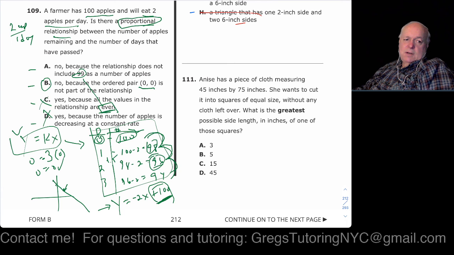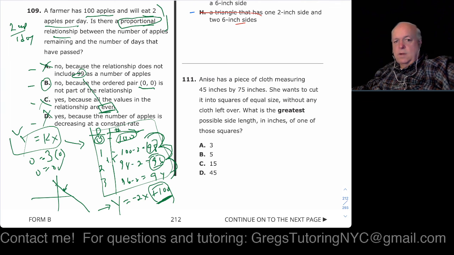So even though 99 doesn't get mentioned in this pattern here, the -2, -2, -2, that alone is not a logical connection to how the linear relationship is going to work here. So don't get me wrong, there's a linear relationship. It's happening. There is a constant rate of the apples decreasing per day, but it's not a proportional relationship. So it's not this either. All right, and that is 109, and we're done with all those questions as well.